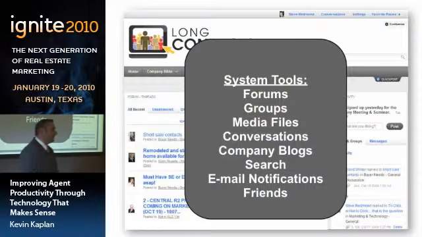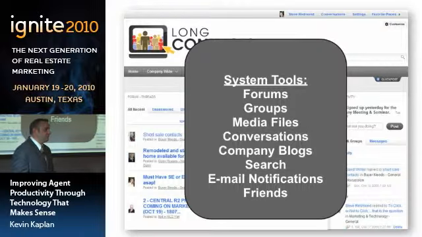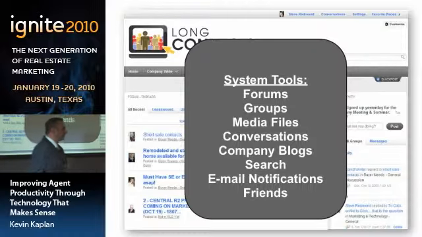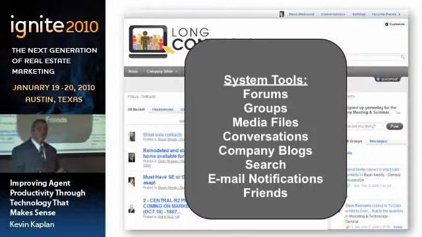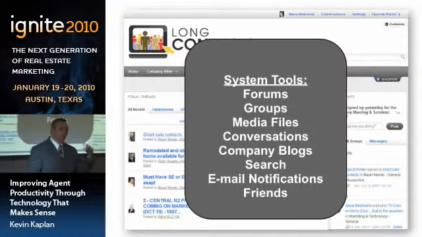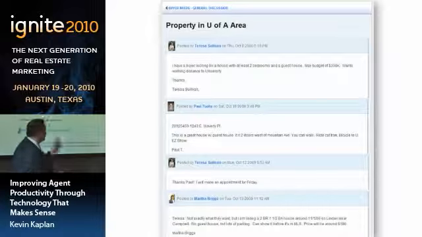Email notifications, I can subscribe to specific messages and conversations or forums, and the system will proactively email me so I can keep up on things I want to hear about. And you can friend people and follow people and that kind of thing. This is a specific example.